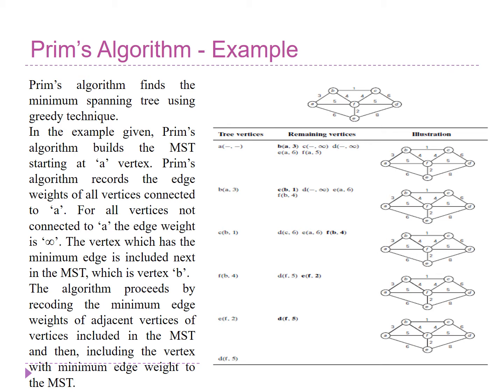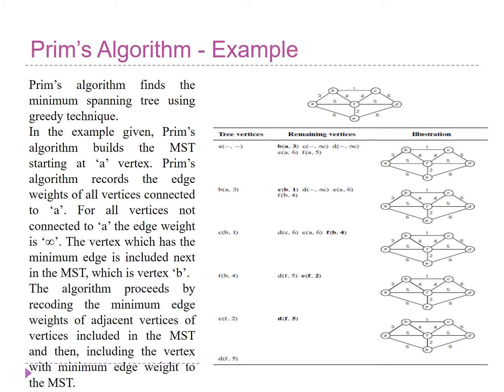Since B is also included in the minimum spanning tree, the algorithm proceeds by recording the minimum edge weights of adjacent vertices of the vertices included in the minimum spanning tree, and then including the vertex with the minimum edge weight in the minimum spanning tree. So, when B is included as a vertex in the minimum spanning tree, all its adjacent vertices are examined and the minimum edge weight is calculated and recorded.